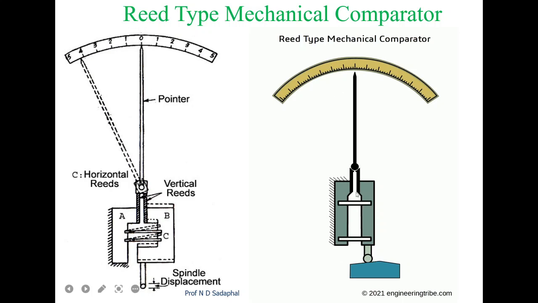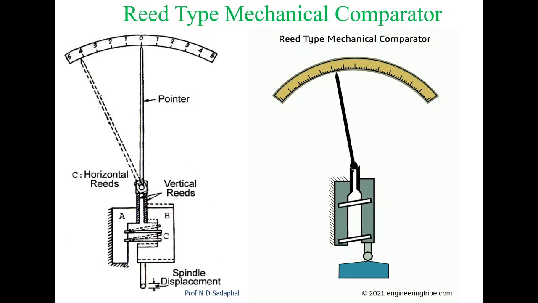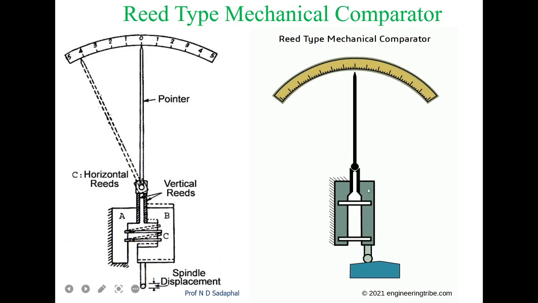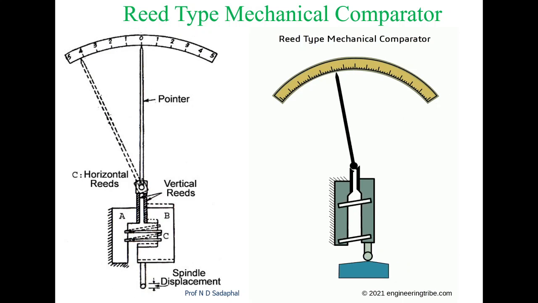This block A and block B both are connected with the help of two reeds, two horizontal reeds. You can see the reed is having motion on the movable block only. On fixed block it is connected, so it is not going to move on the fixed block. Then there is a needle which is moving on the calibrated scale. That needle is connected to the movable block.